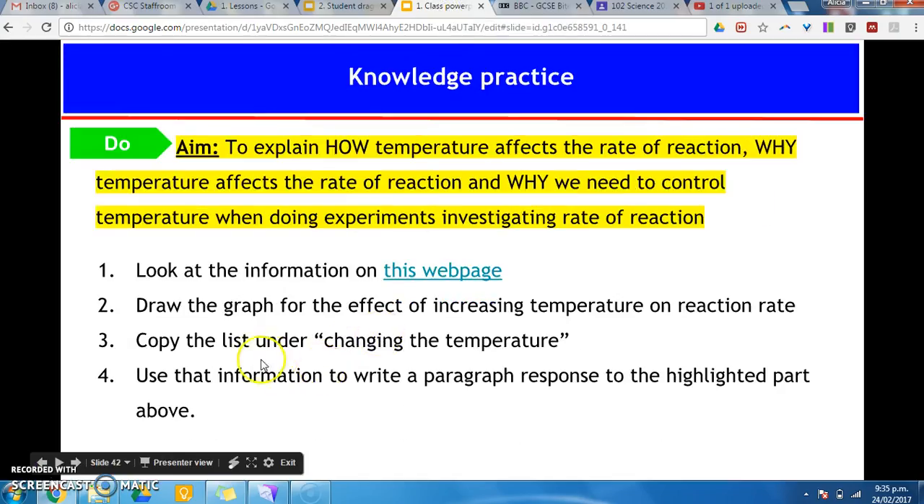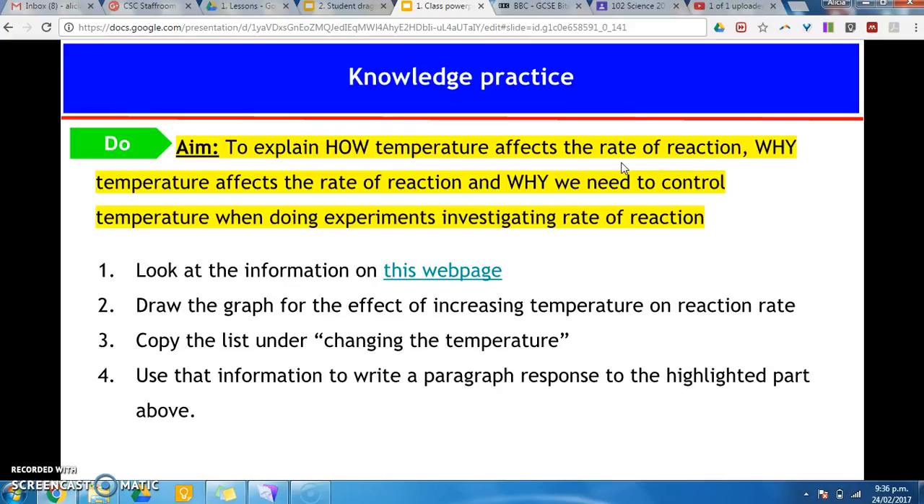So the next step is to use the information that you've just gathered to write a paragraph response to this part here. So either in your drag and drop notes or in your book, you will need to write a paragraph, and you'll need to share that paragraph with me, either by giving me your book or by sending me the paragraph that you've written if you're doing it digitally. So what you need to do first of all is explain how temperature affects the rate of reaction. So write a sentence that says how temperature affects the rate of reaction and tell me how that actually happens.